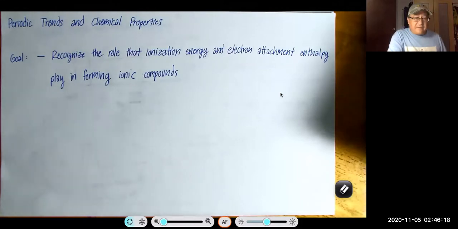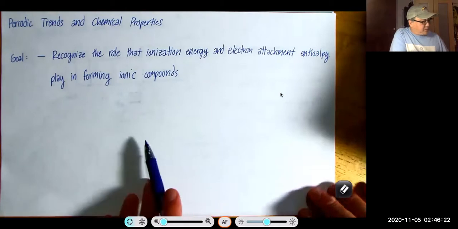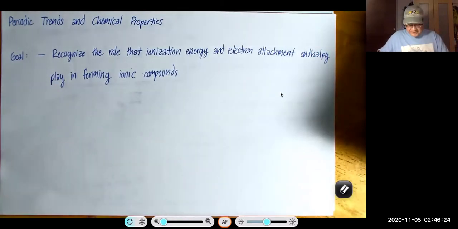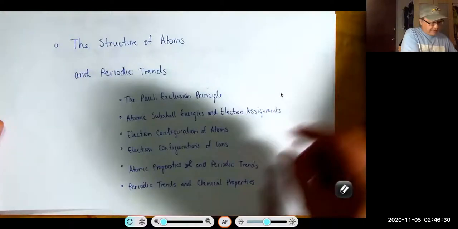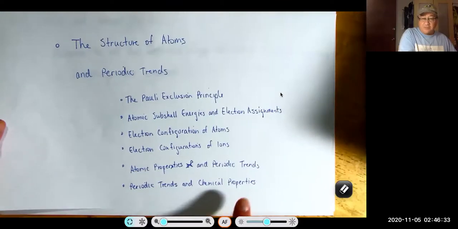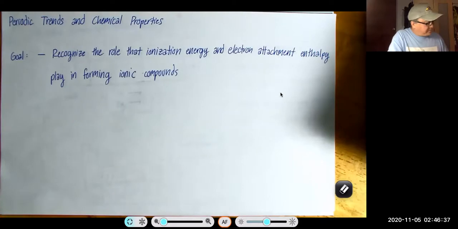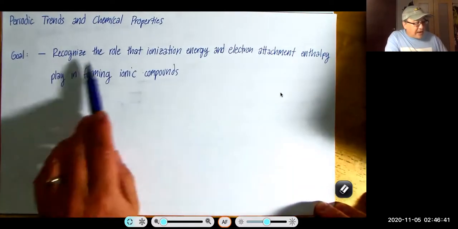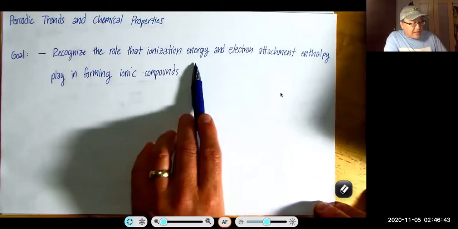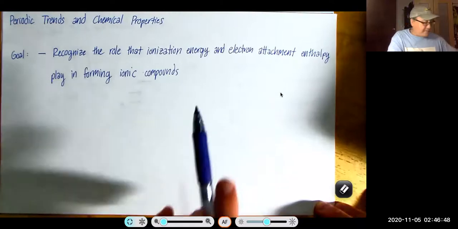This will be one of the shortest subsections we do. We're going to be looking at the last section from the structure of atoms and periodic trends. So we're looking at periodic trends and chemical properties. Recognize the role that ionization energy and electron attachment enthalpy play in forming ionic compounds.